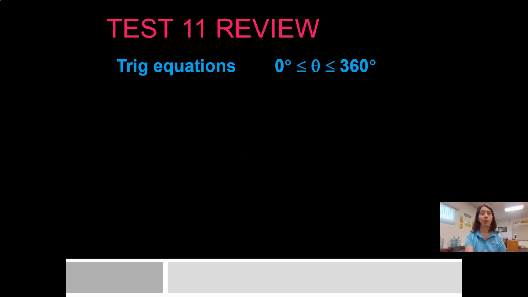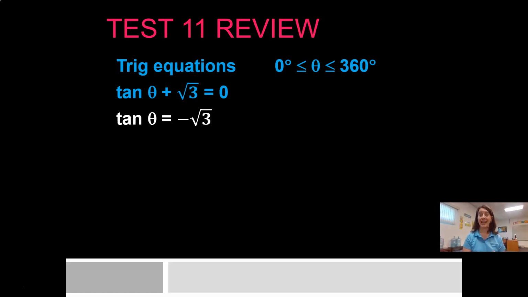Okay, so let's take a look at another question here. Let's do a tangent. If you had tangent theta plus square root 3 is equal to 0. Once again, the trig part needs to be by itself before you can do anything else. So I'm going to start out by subtracting square root 3. So I have tangent theta equals negative square root 3.